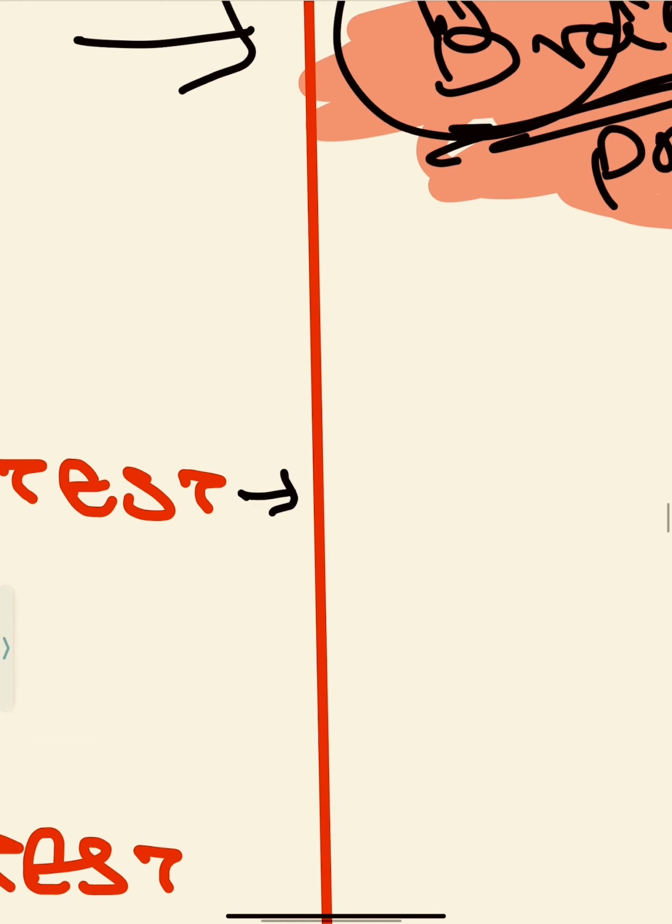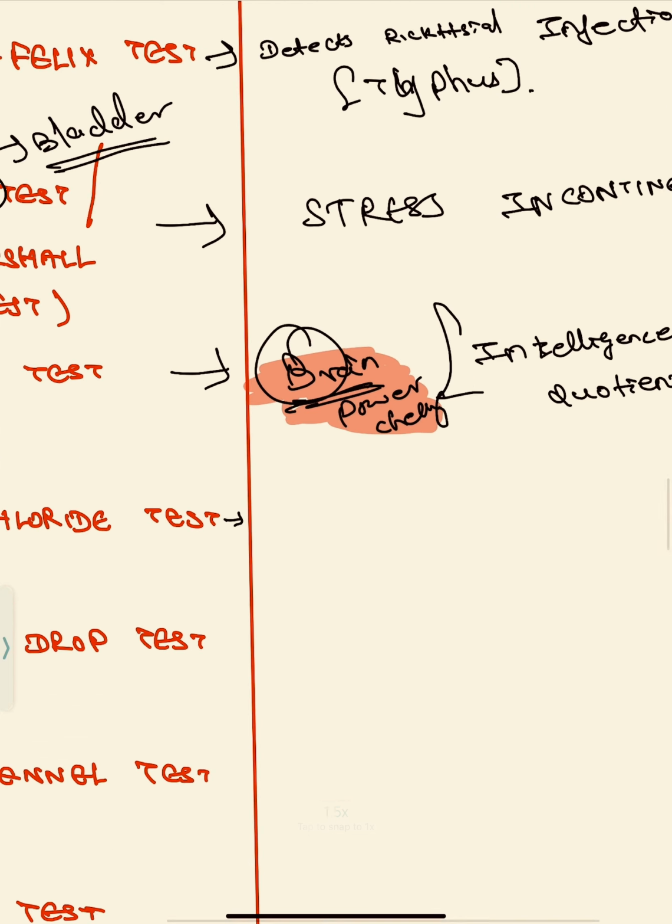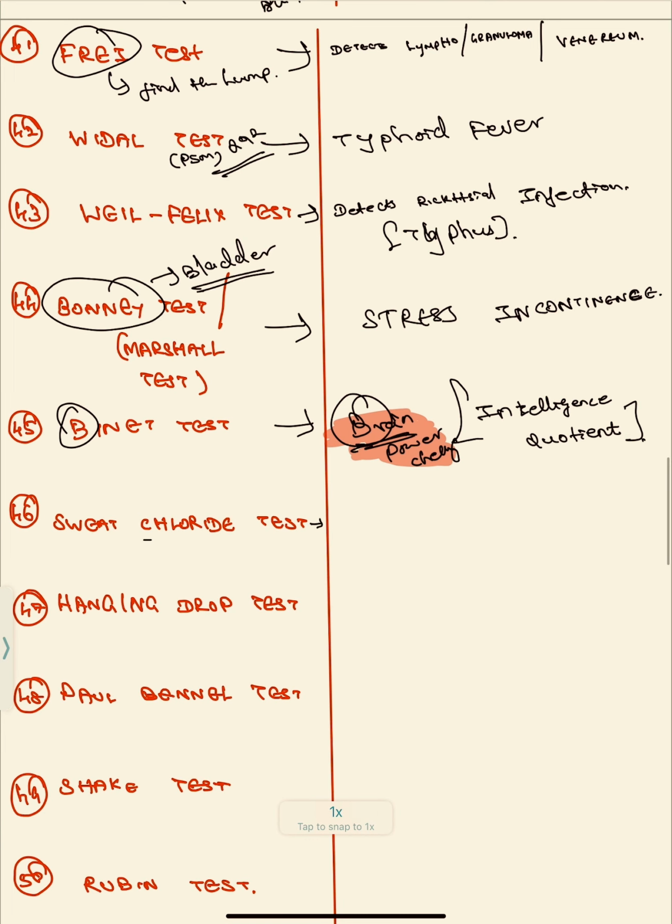Sweat chloride test. We used to say sweet chloride test. Sweety salty for cystic fibrosis. Chloride is like the taste of salt, and sweet is for sugar. So sweety salty for cystic fibrosis.